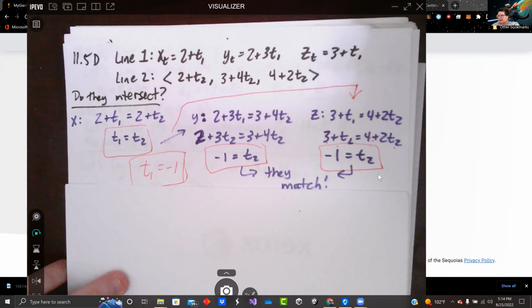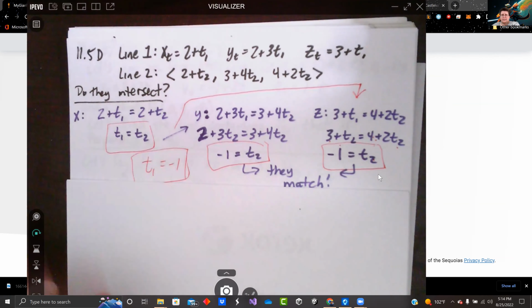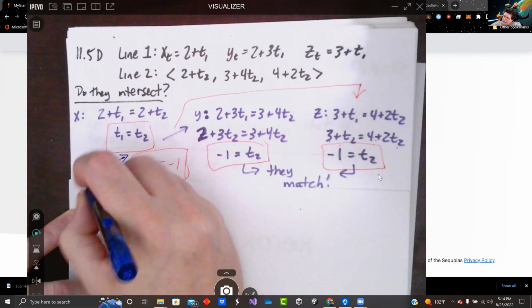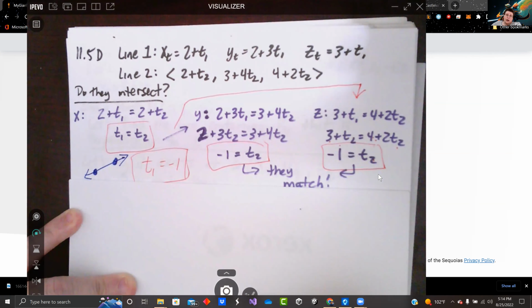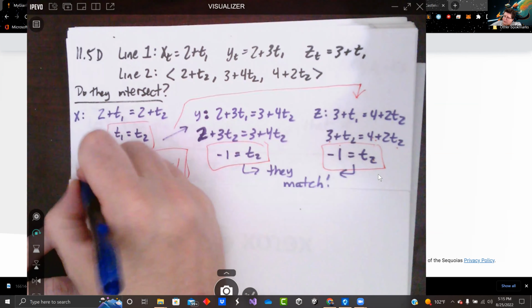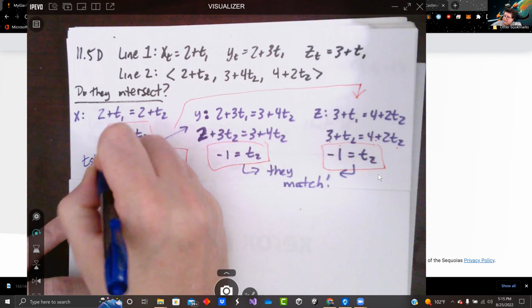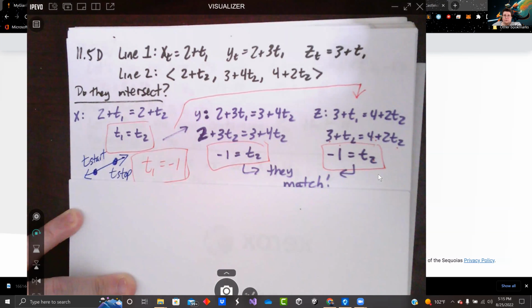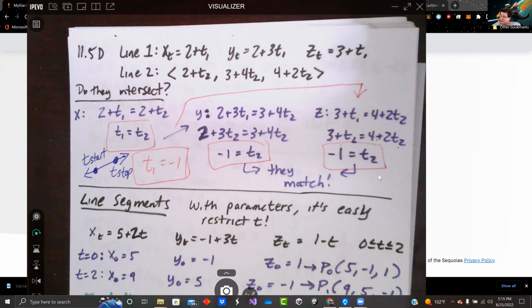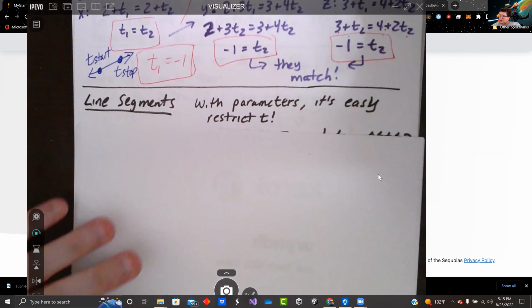One useful thing about these parametric equations for lines is normally a line just keeps going on for infinity. But if we want a line segment, all we got to do is say when time starts and when time stops. And we restrict these parametric equations of lines and we get a line segment. So that's what the next section is on. We just restrict t.